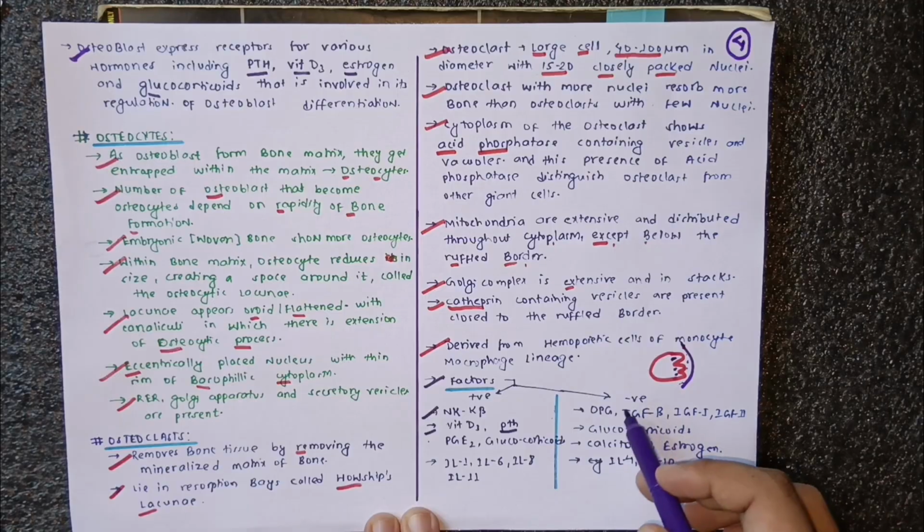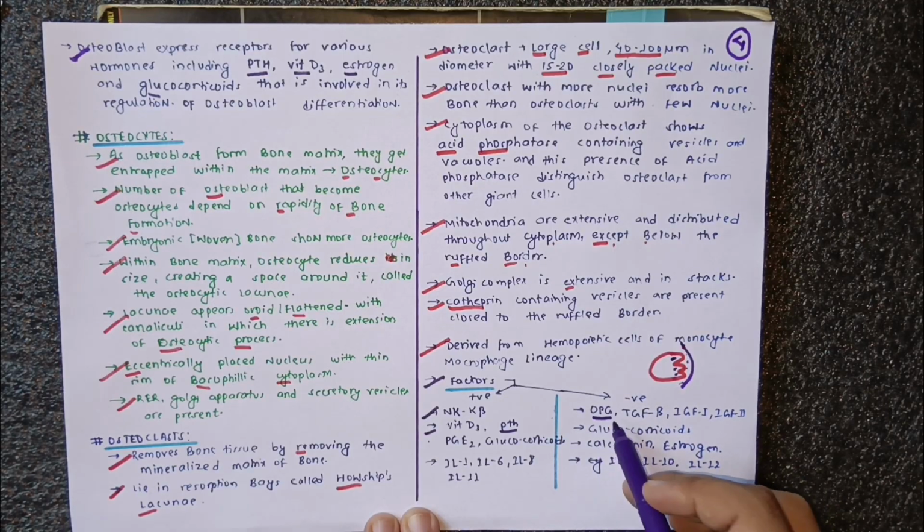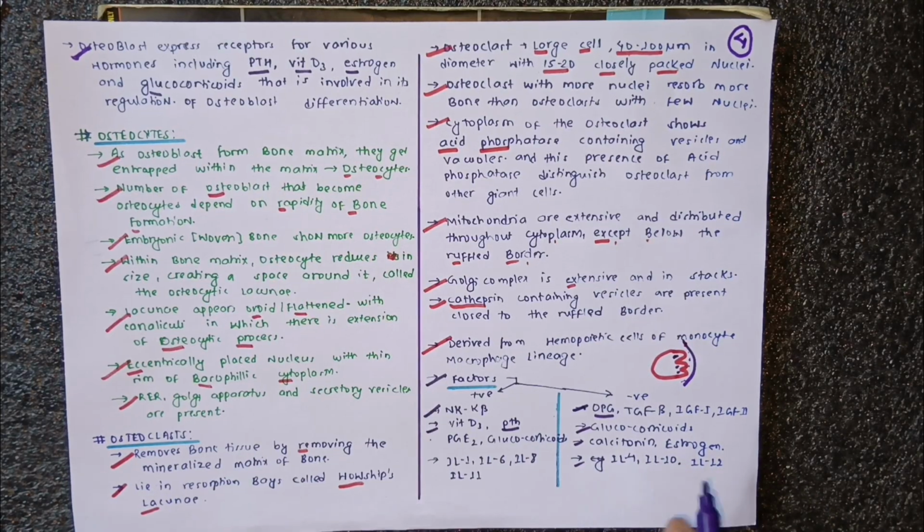And the negative factors we have are osteoprotegerin (OPG), TGF beta, IGF1, IGF2, glucocorticoid, calcitonin, estrogen, interleukin 4, interleukin 10, interleukin 12. Those are the chemicals and hormones that decrease the activity of the osteoclast.